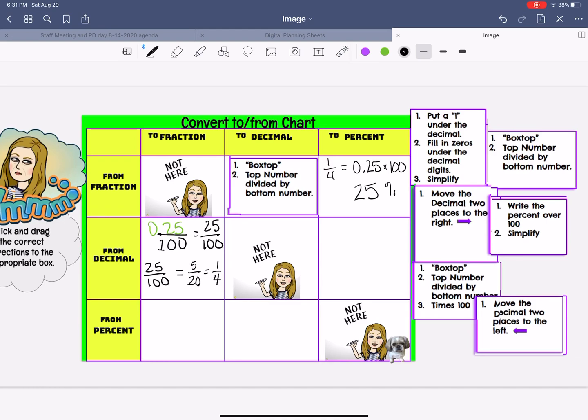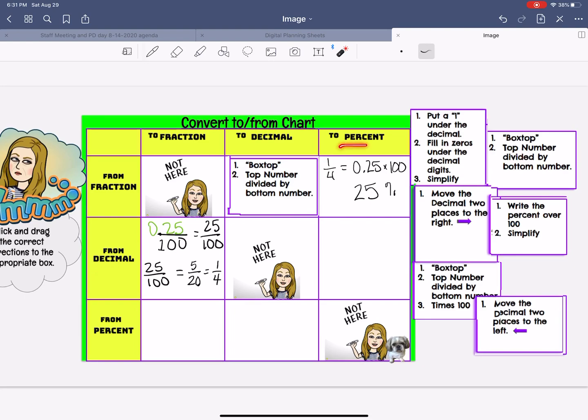Maybe some of you are wondering why I didn't just divide both top and bottom by 25. 25 goes into 25 one time, and 25 goes into 100 4 times. But most of you would probably just divide by 5. So the steps were putting a 1 under the decimal, filling in zeros under the decimals, and then simplifying.